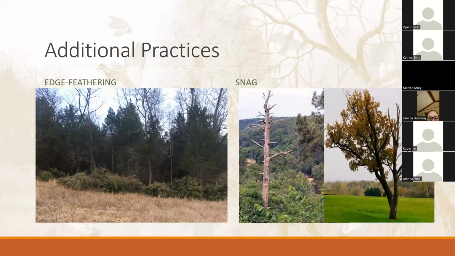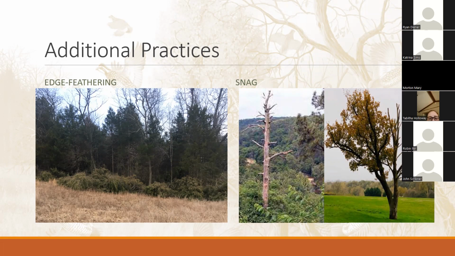So here are some pictures of the edge feathering, as you can see in the left picture. This landowner has gone out and dropped these cedar trees and has just laid them along the edge of the forest and the open grassland that he was in the process of converting into natives, and just laid them out. So that provides instant cover for a lot of our species, especially our quail.